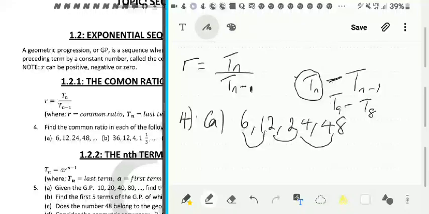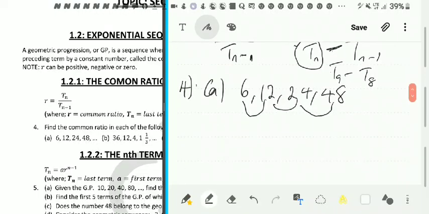Or 6 divided by 48, or 48 divided by 6. Two terms that follow each other consecutively, those are the ones you use to divide each other. And it is in this order: 12 divided by 6, 24 divided by 12, or 48 divided by 24. You can use any of them to obtain your common ratio. Each of them gives us the same answer.